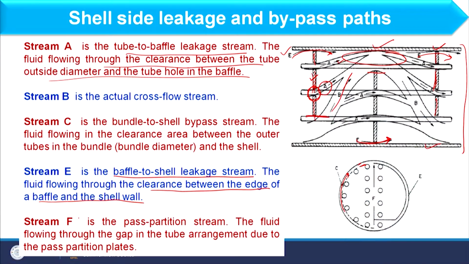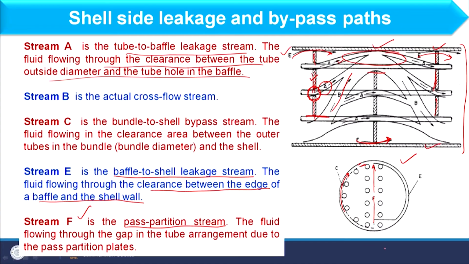And then we will have stream F. Stream F you can consider here in this schematic. Here I am having the stream F, and this is basically the pass partition stream. Now, if you consider the partition plate in tube side, corresponding to that plate, whatever region is available in shell side, because what I have told you, partition plate divides the number of tubes. However, no tube is occurring in alignment with the pass partition plate.